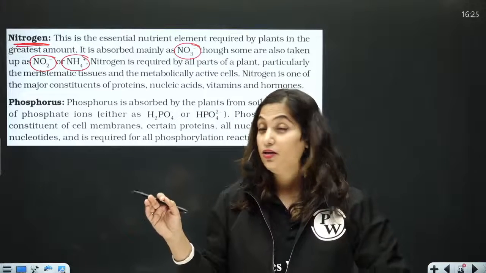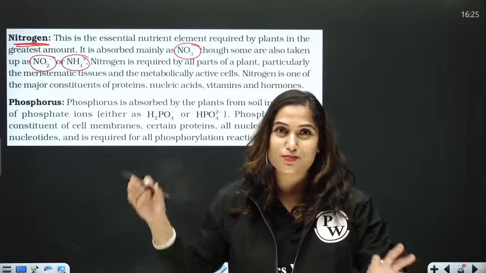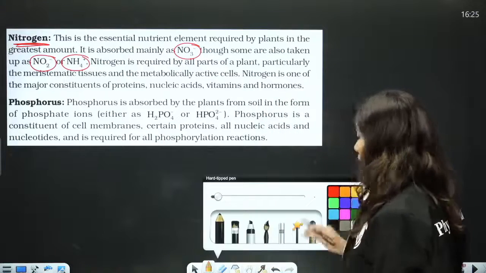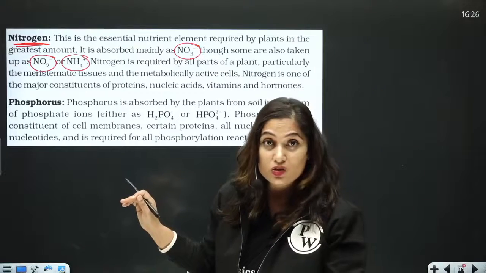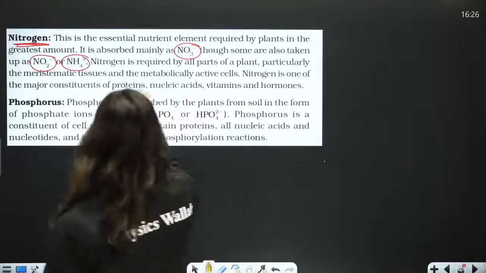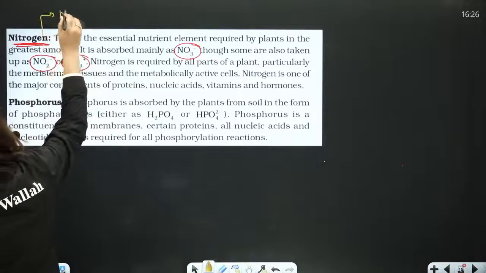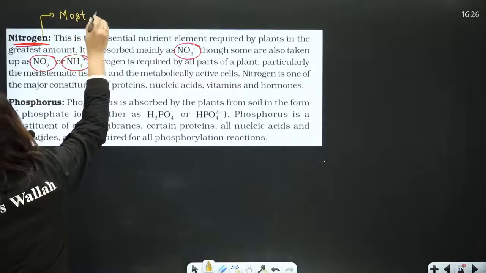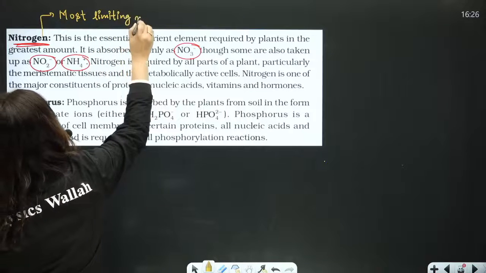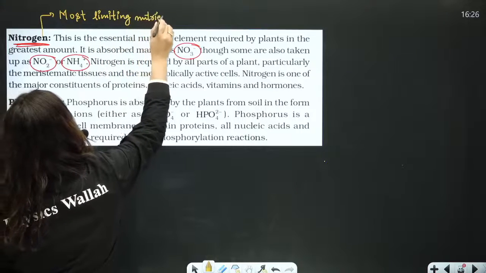Nitrogen is needed in the utmost quantity, and this is the most limiting nutrient for every kind of ecosystem, whether that is the natural ecosystem or the agricultural ecosystem, the cropland of any farmer. So this is the most limiting nutrient for the growth and development of the plant.